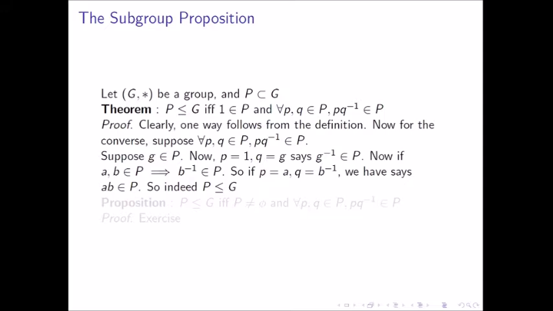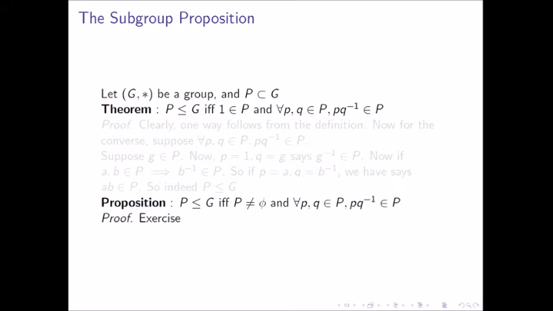Now if a, b belong to P, then our previous fact that P is closed under inverses would say that b inverse is also an element of P. So set p equal to a and q equal to b inverse. It turns out that ab by this definition belongs to P. So P is also closed under composition. So indeed, P being closed under composition or multiplication as well as inverses and also containing the identity is the same as saying P is a subgroup of G.